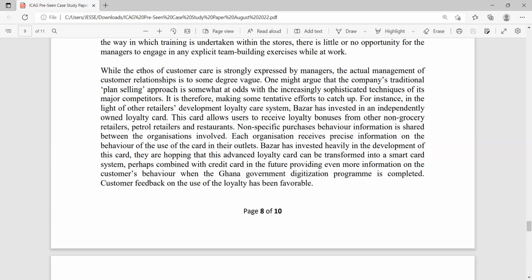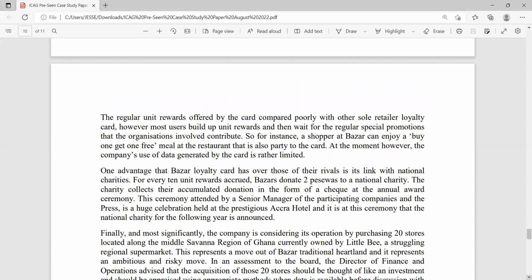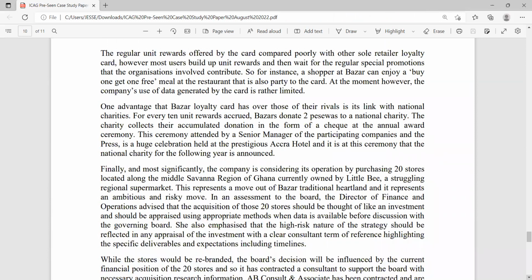All right, so this loyalty card system is being developed and is being worked on in the hopes that it can become some form of powerful tool in the hands of customers, especially when the digitization program is completed by the government. Now, the pre-seen information goes on and on to talk about the loyalty system and how it works, which is quite extensive in that sense. So one advantage that Bazar Loyalty Card has over their rivals is its link with national charities.